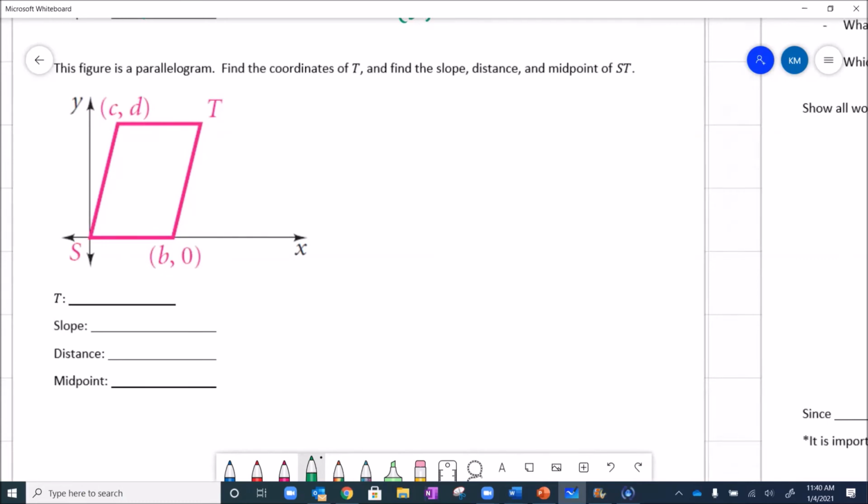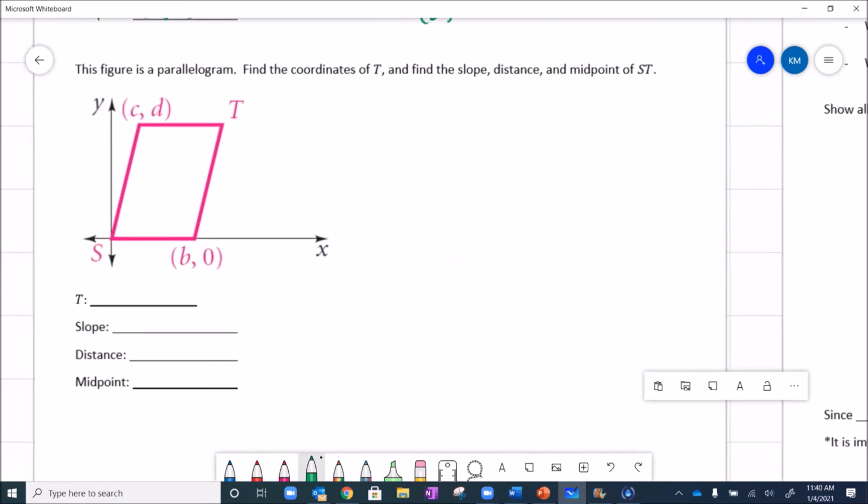All right. Last one here, it says the figure is a parallelogram. Find the coordinates of T and find the slope, distance, and midpoints of ST.